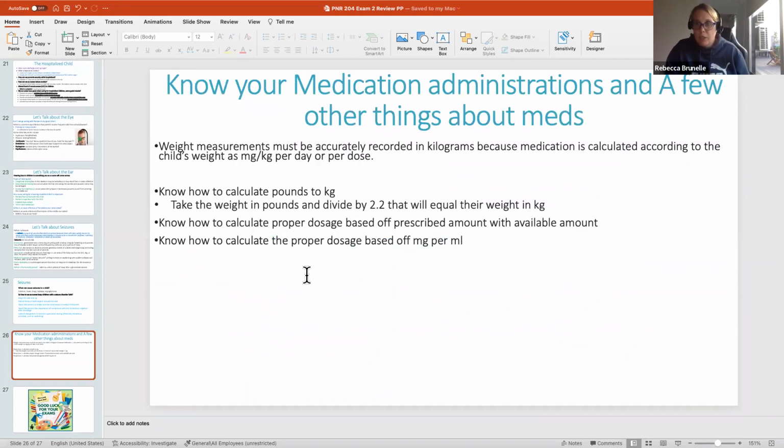So the last thing that we're going to touch on is making sure that you know how to do your medication calculations. It's approximately the same number of questions on this test. 100% yes, you need to know how to do from weight, from pounds to kilograms, proper dosing based on the prescribed amount and the available amount. So for example, you have available 250 milligrams per 5 mLs and your patient's dose is 500 milligrams. You have to be able to figure out how many milliliters they need.